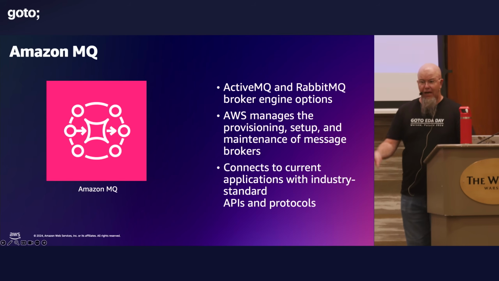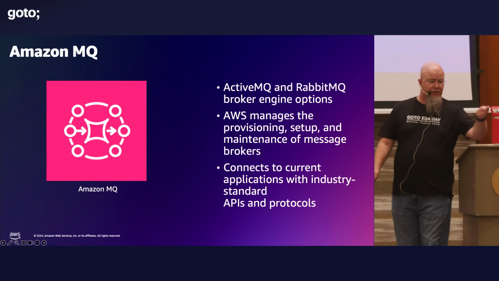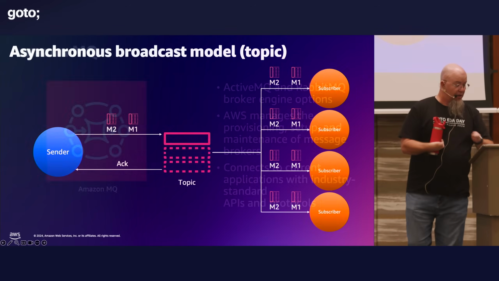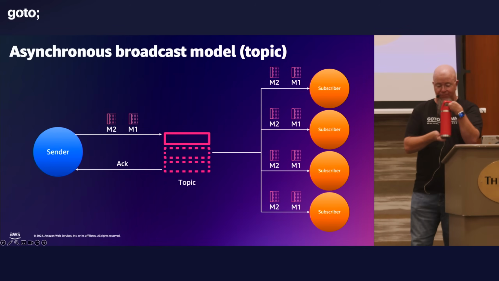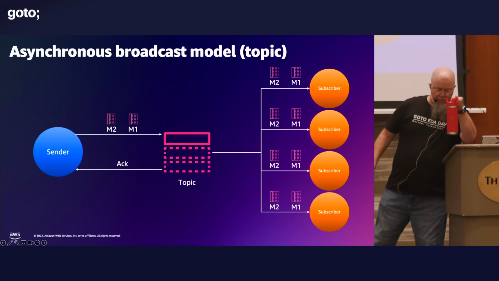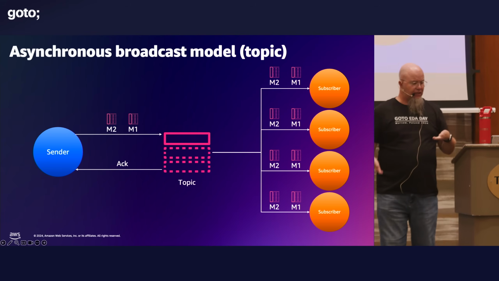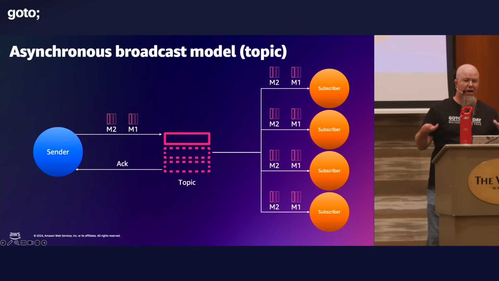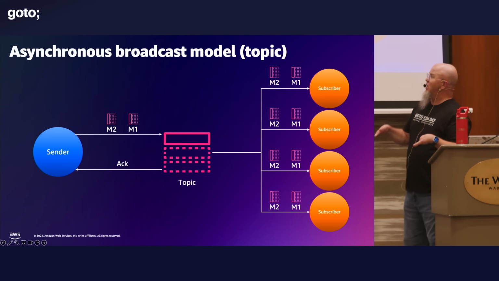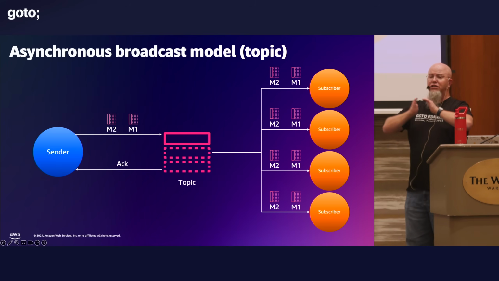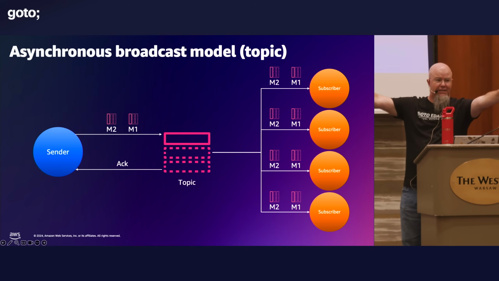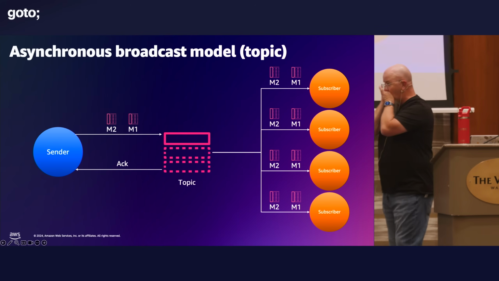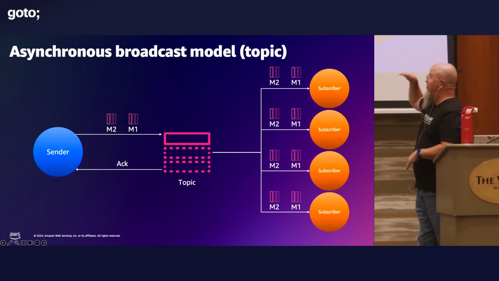All right, so there's another way to get out of synchronous and move to asynchronous. This is called the asynchronous broadcast model, and you've probably seen this a little bit today. So we're going to use a topic. How this works is the sender, again, sends, and this time we're going to send to a topic. And the topic acknowledges, yes, I got it. And then that topic pushes a broadcast to anybody who's subscribed to that topic. And so then all your receivers get it.